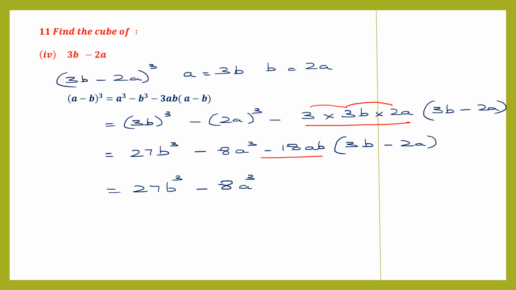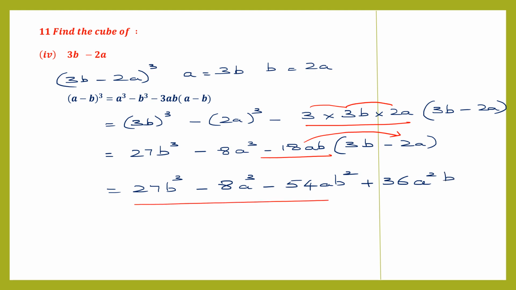Here we are going to multiply this into 3b. The sign is minus and 18 into 3 is 54. A, there's only one. B, there are two. So b square. So now let's go to the next thing. Minus 18ab into minus 2a. Minus into minus is plus. 18 twos are 36. A into A is A square and we have only one B. So we have our final answer here.